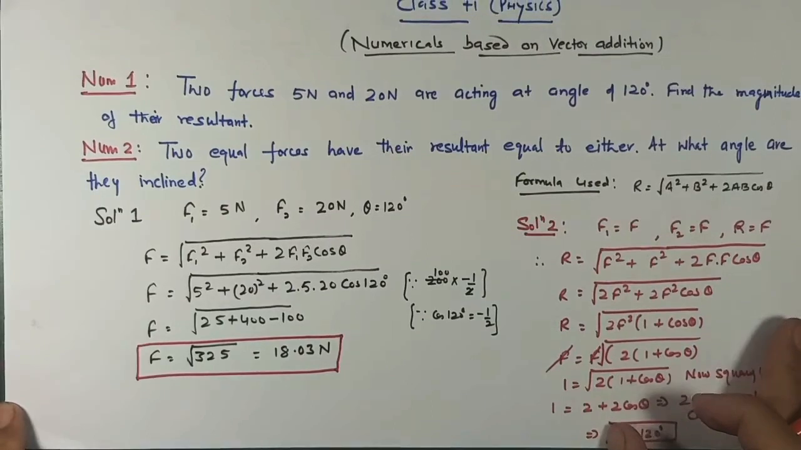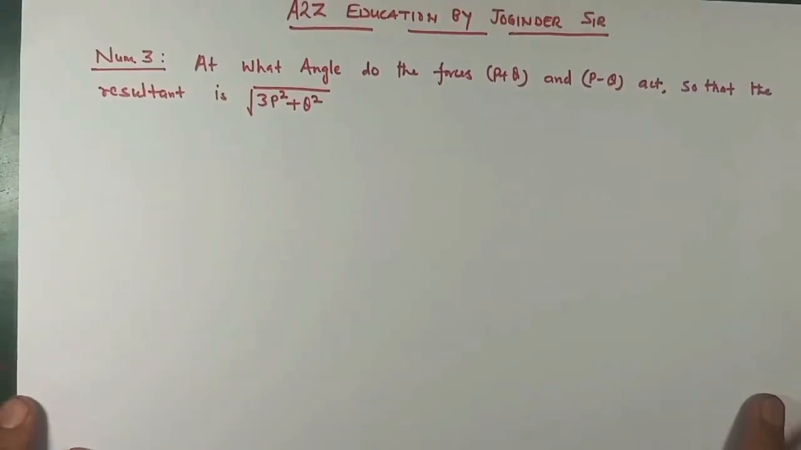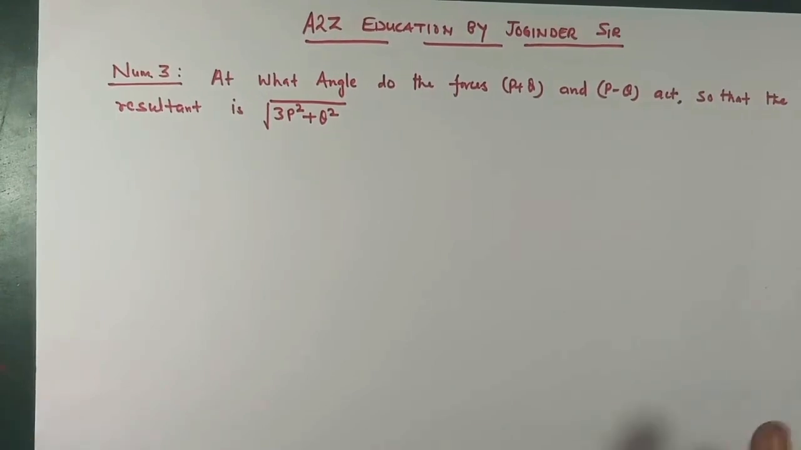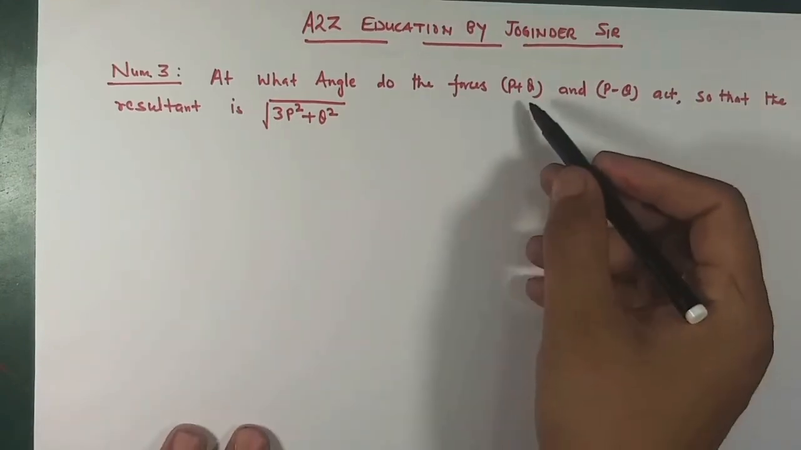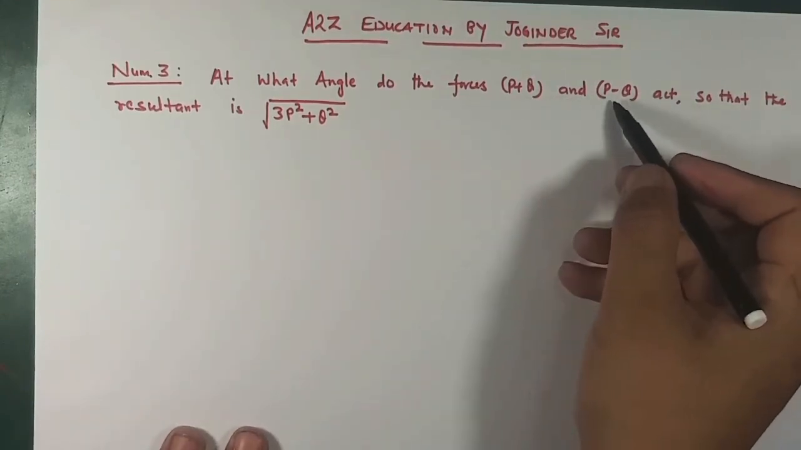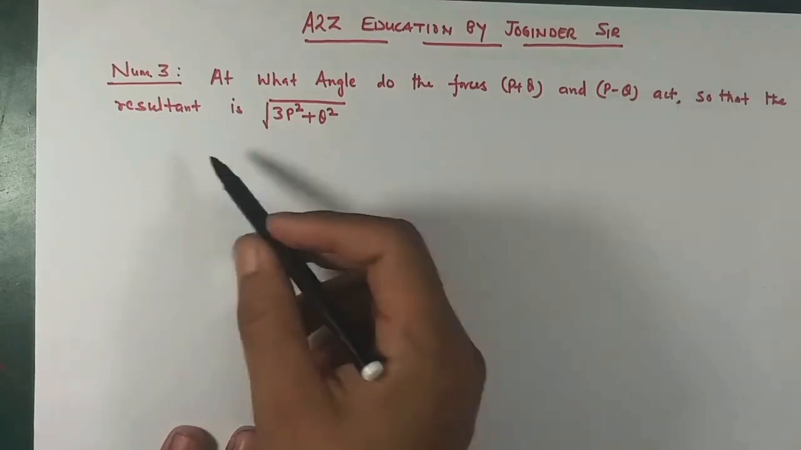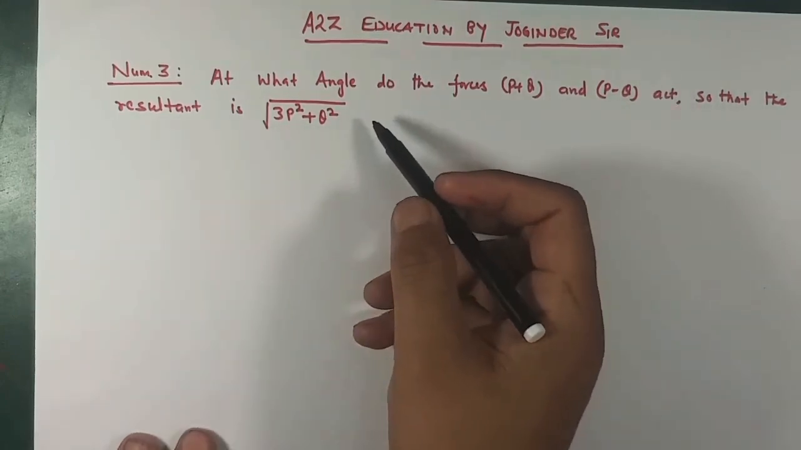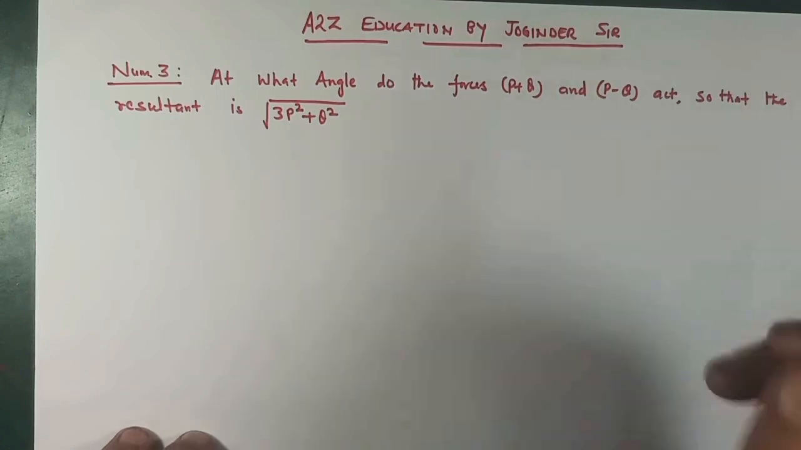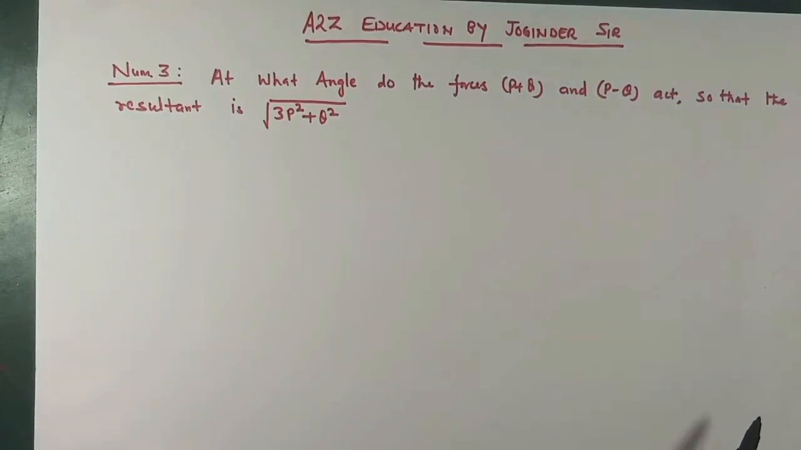Now let's move to our next numerical. It's a numerical number third. At what angle the two forces, force one is given P plus Q and other one is P minus Q, act so that their resultant is this one. So the forces and their resultant is given and you have to find out the angle.